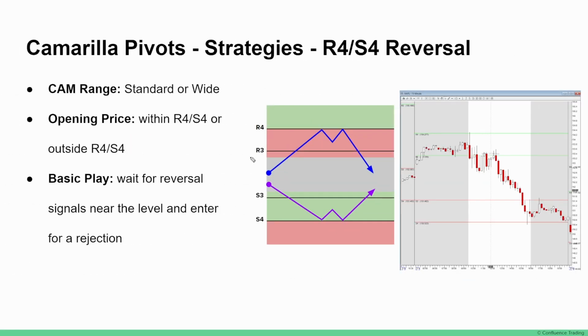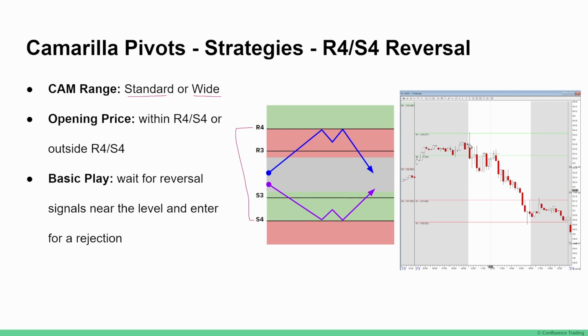The next strategy that we'll cover is going to feel very similar, and it's essentially the same thing, but this time it's a reversal off of R4 and S4. So once again, you'll want a standard or a wide range cam day in relationship to the previous day's range, and you'll want price to open within the R4 to S4 range. You'll wait for price to test these levels, form a reversal pattern, and reject off of that level.